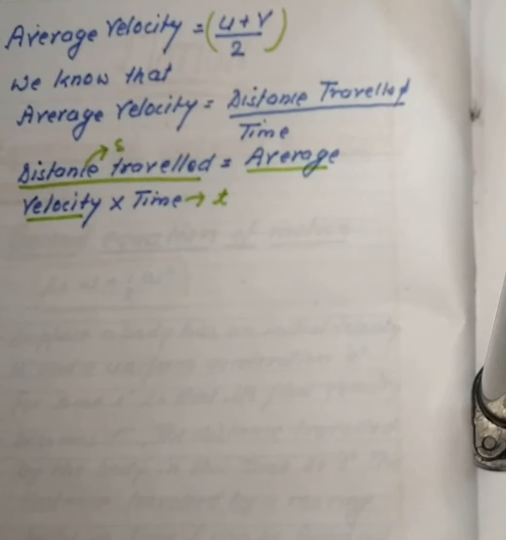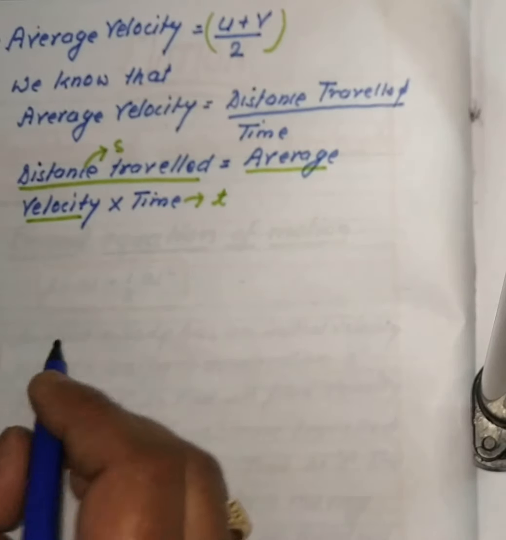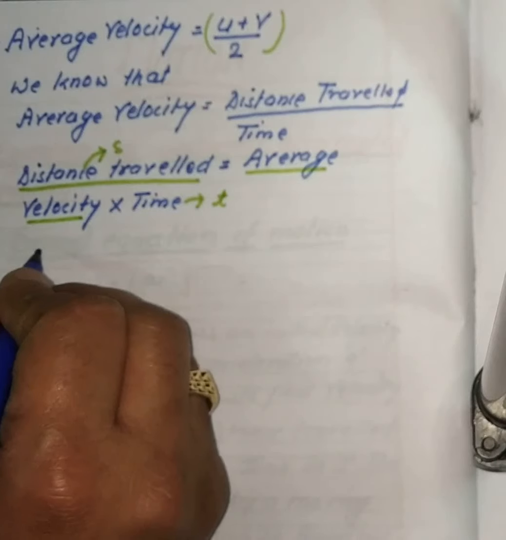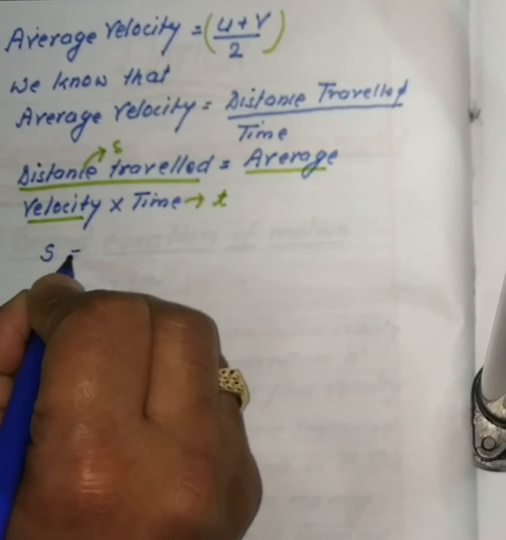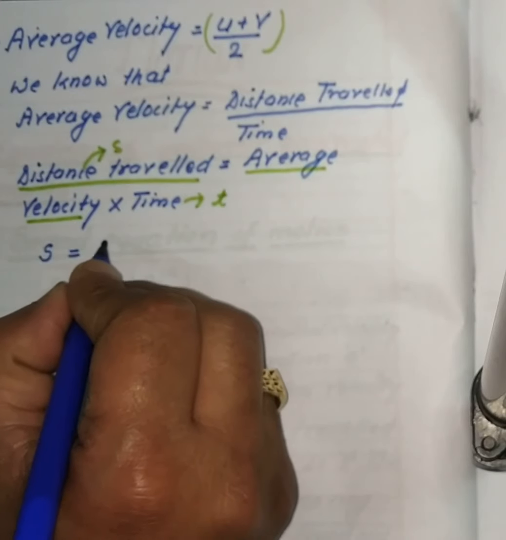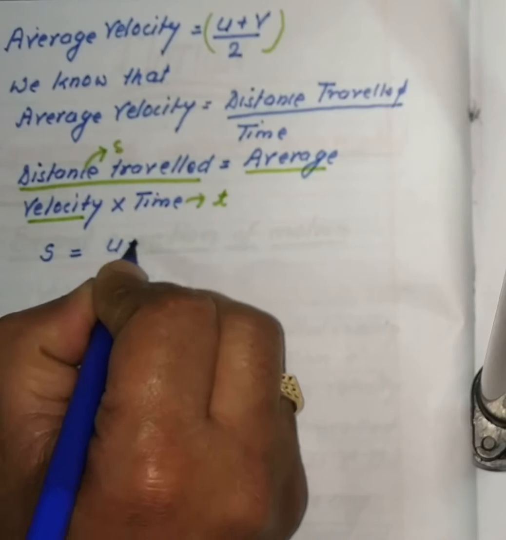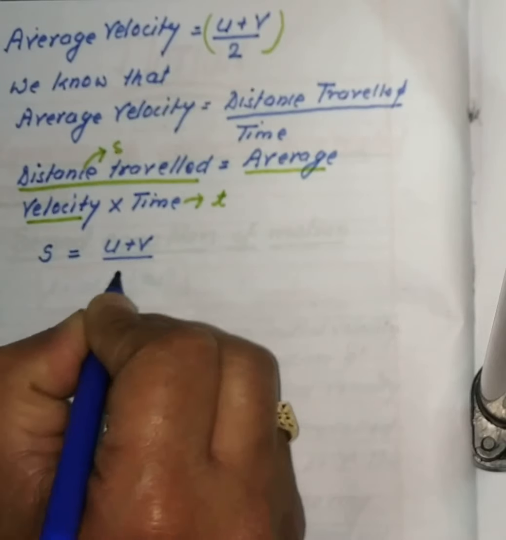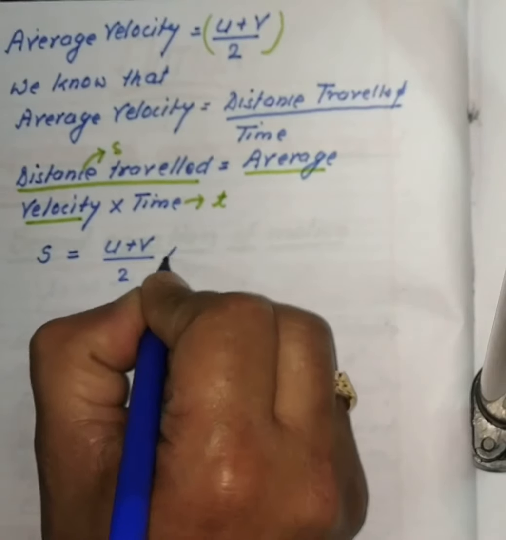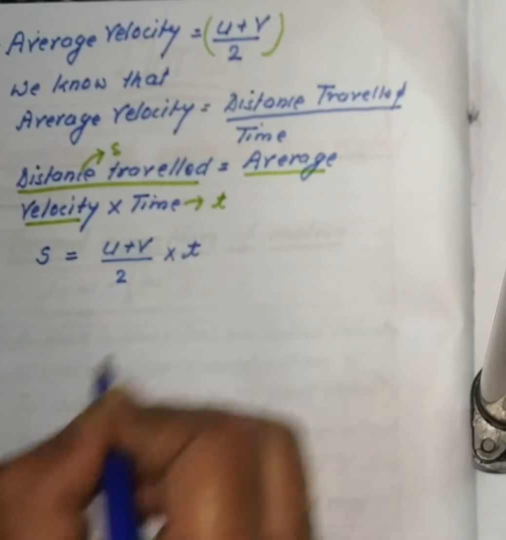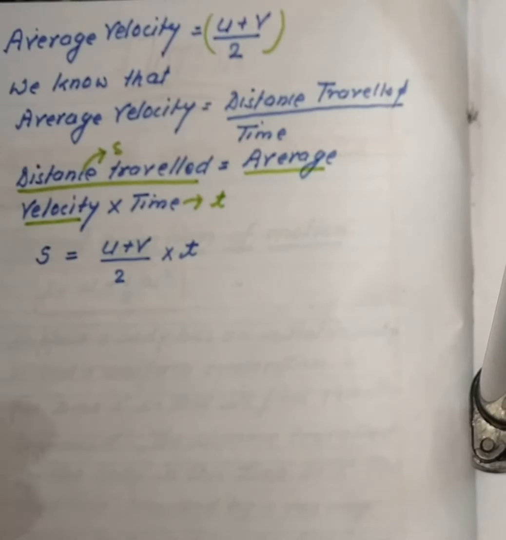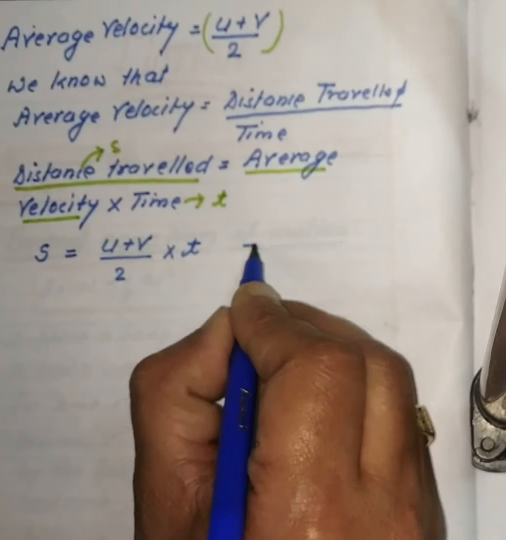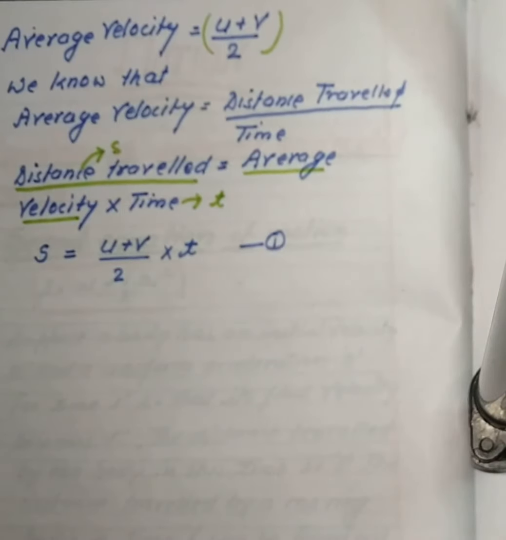So here the equation will become S equals u plus v upon 2 multiplied by t. Suppose this is equation 1.